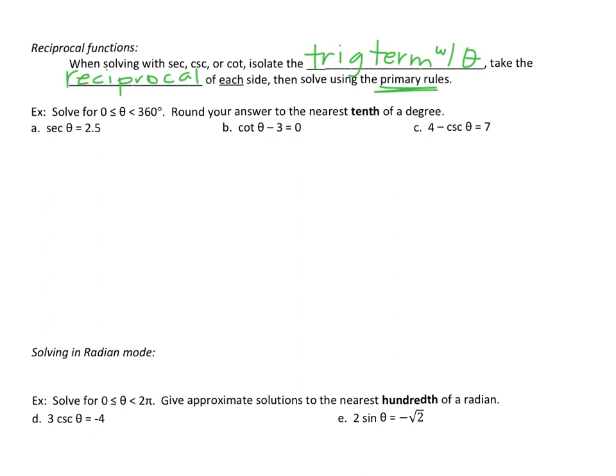When solving with reciprocal functions, you'll notice your calculator doesn't have secant inverse, cosecant inverse, or cotangent inverse. What we need to do when solving any of these types of equations is isolate the trig term with theta on one side. So sometimes you may have to add or subtract to move things over. Then we'll take the reciprocal of each side, which ultimately will convert us to our primary rules. The goal will be to fix it and make it look like either sine, cosine, or tangent.